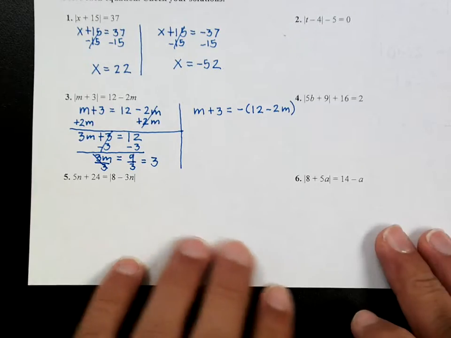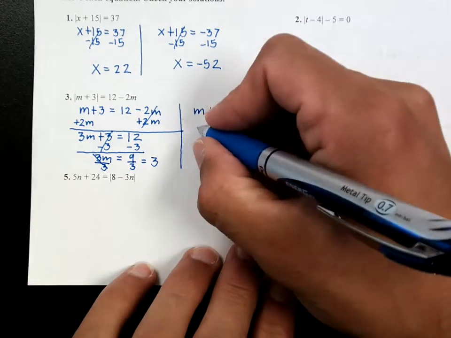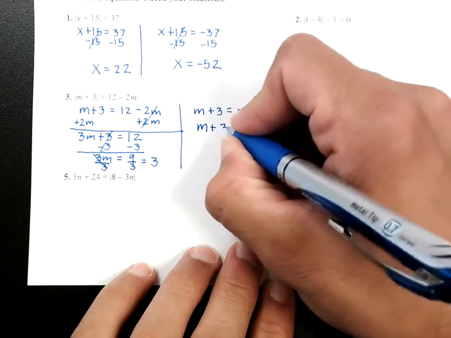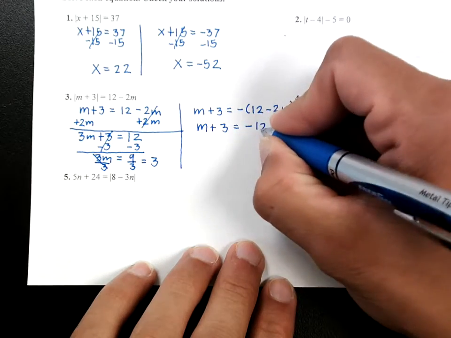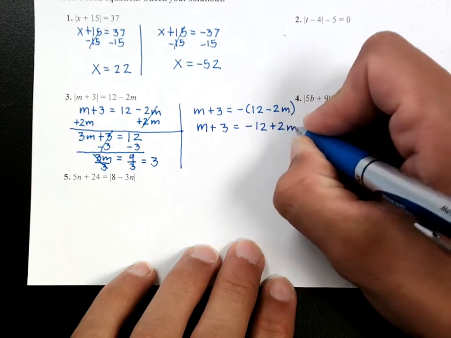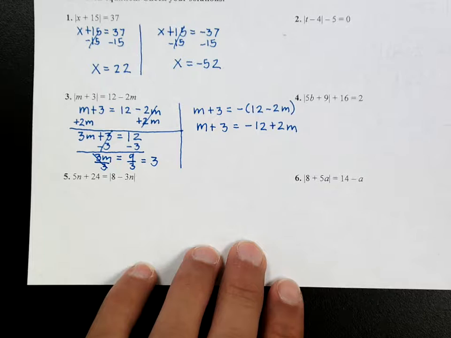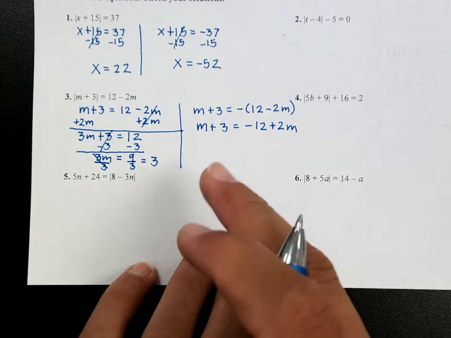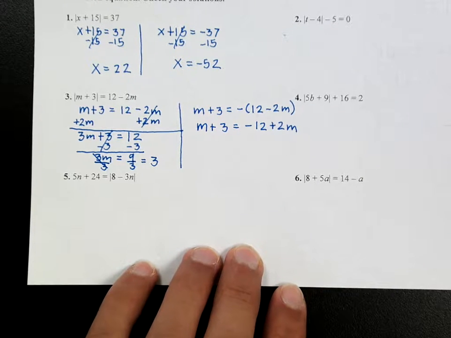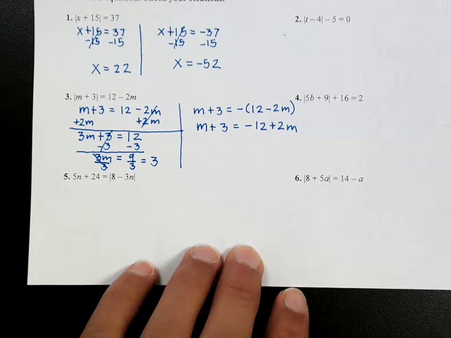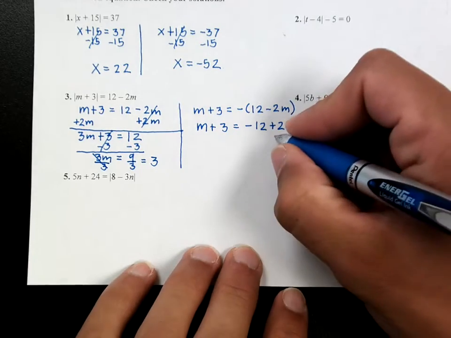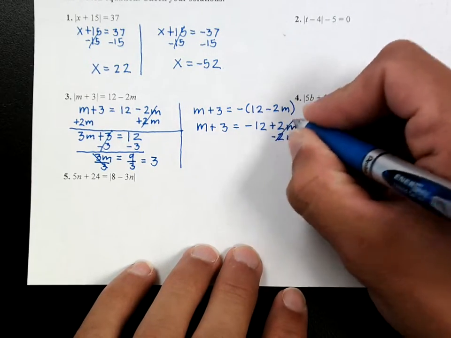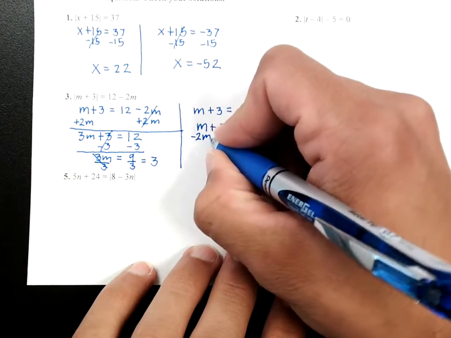Now on the other side, same idea, except for the first thing I'm going to do is distribute that negative. So I have negative 12 plus 2m. You see the difference? But the steps are the same. The steps are literally the same. So I'm going to start off by, I don't know, what do you want me to do first? Let me not even ask you, never mind. Bad idea. I'm going to subtract 2m from each side.